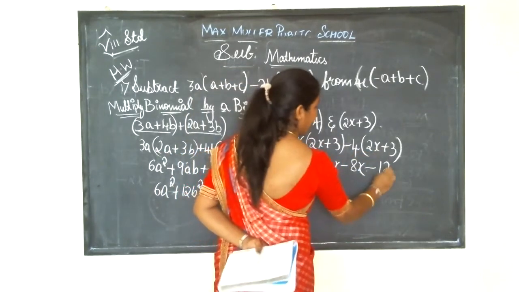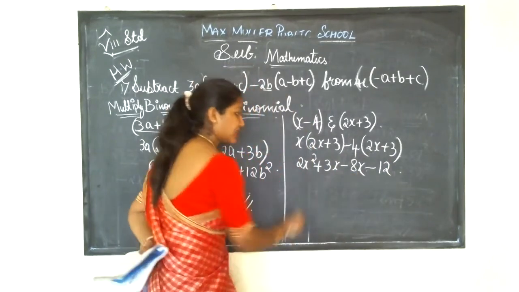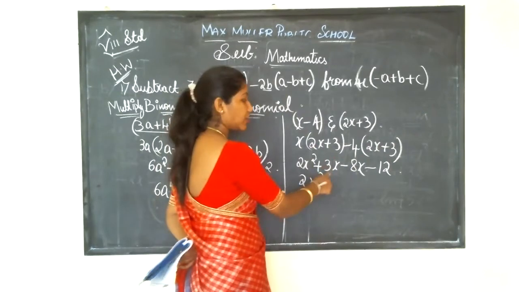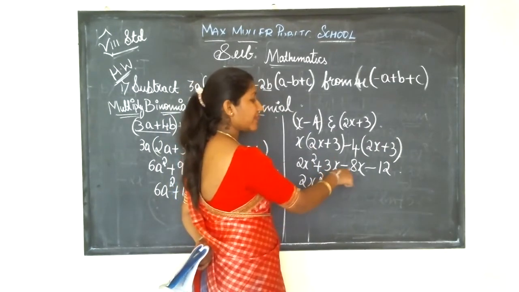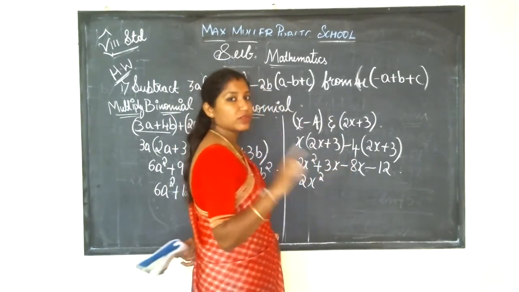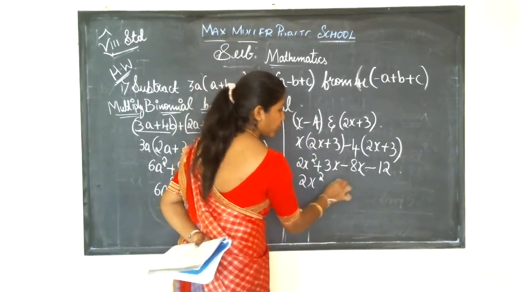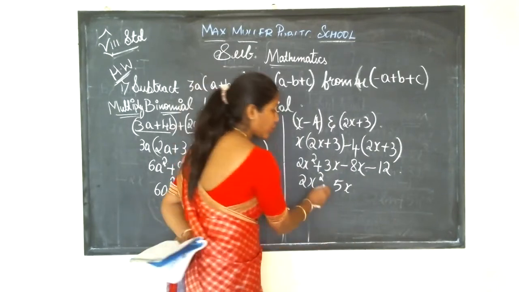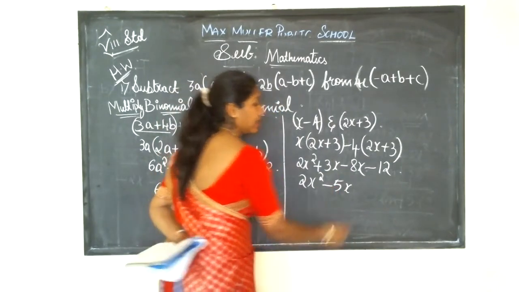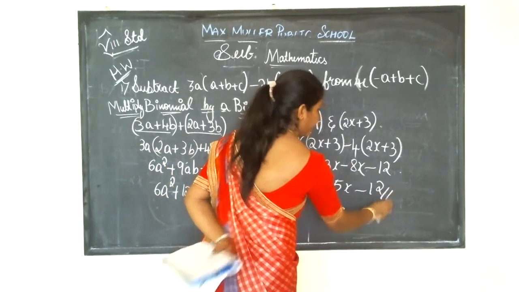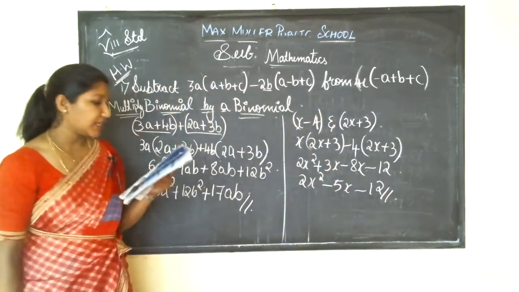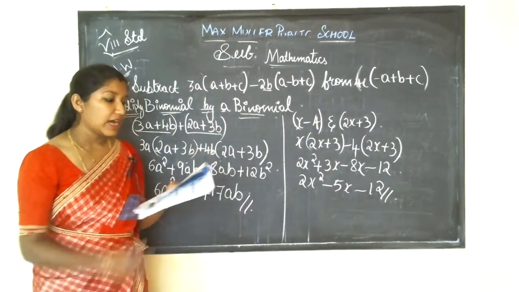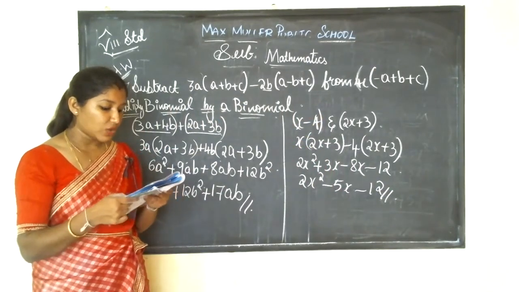4 3s are 12. So here both are having x terms, so you have to add or subtract. One is positive and the other one is negative, so you have to subtract, that is you will get 5x, and which is the greater number sign, it's 8, so you are putting minus sign here, and minus 12. This will be your answer. Okay, 2x square minus 5x minus 12. Understood, students? Like that you have to do.